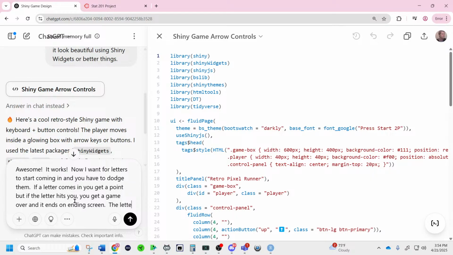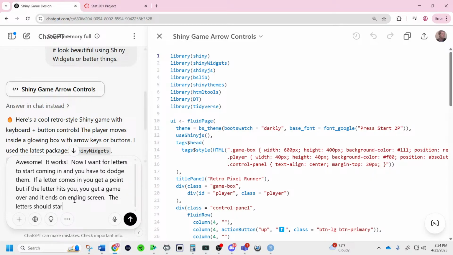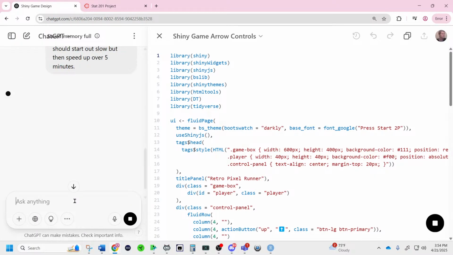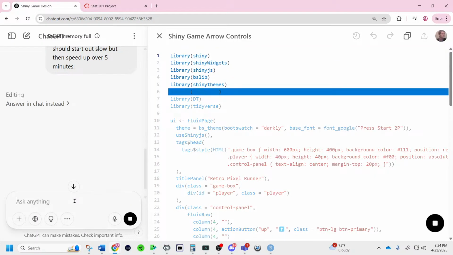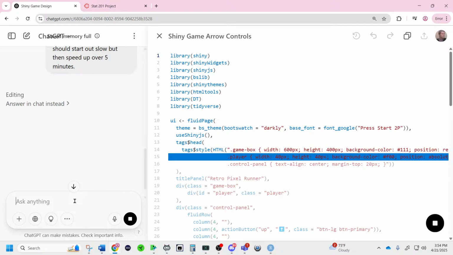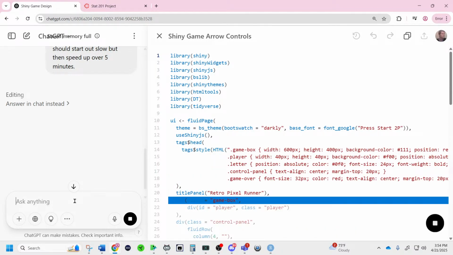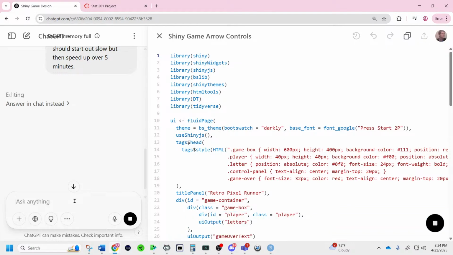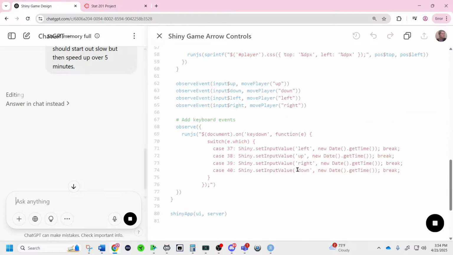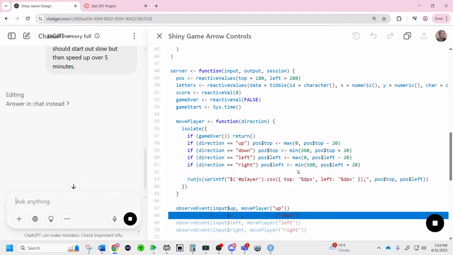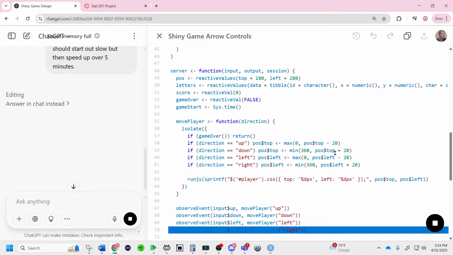The letters should start out slow, but then speed up over 5 minutes. Okay, let's see what we got right here. What you can do with ChatGPT is insane. You just have to be able to think it. So let's see if it does it, because that wasn't really a game, but it made a movable pixel, which is still pretty cool. It'd take me like a week to do that. If someone's like, code a pixel that can move up and down, I'd be like, okay.